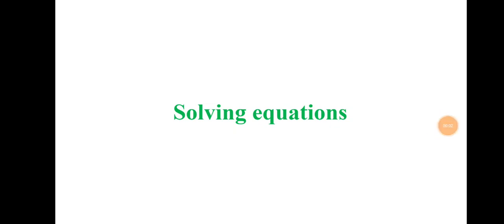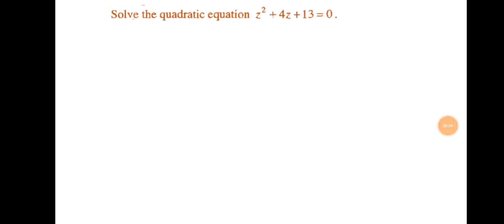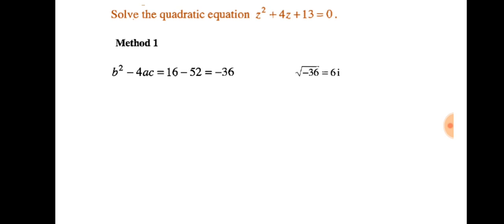Solving equations. Solve the quadratic equation z square plus 4z plus 13 equal to 0. In the first method, we find the discriminant b square minus 4ac. We get minus 36. We can write square root of minus 36 as 6i.